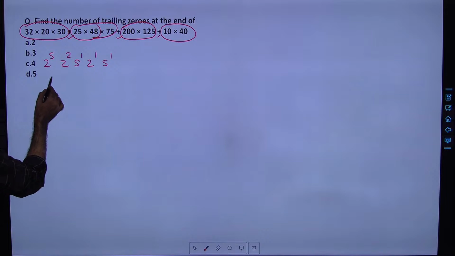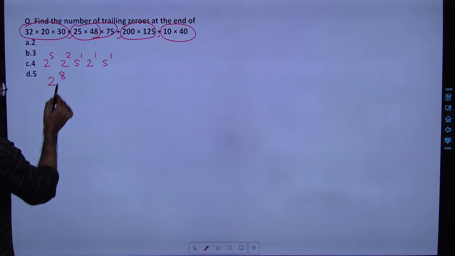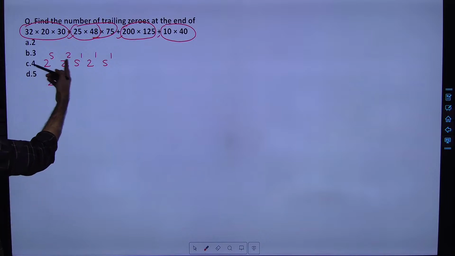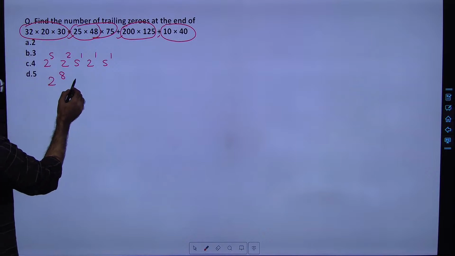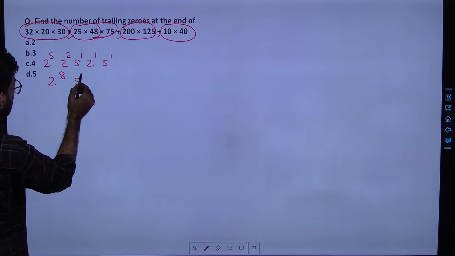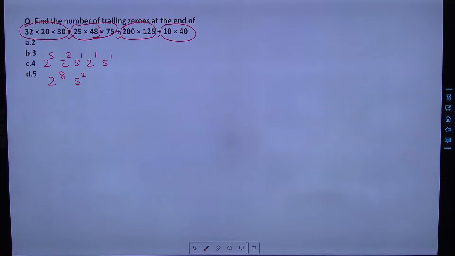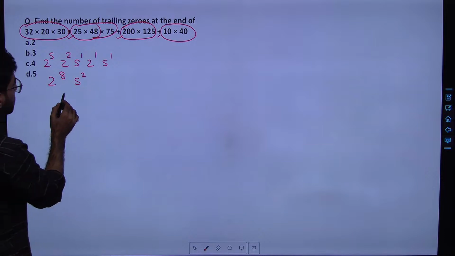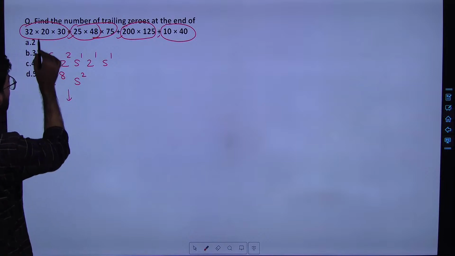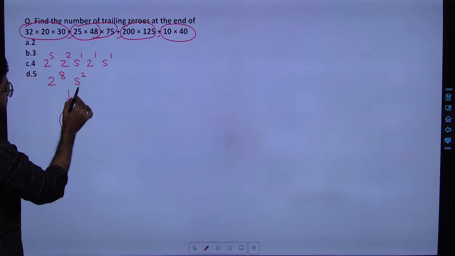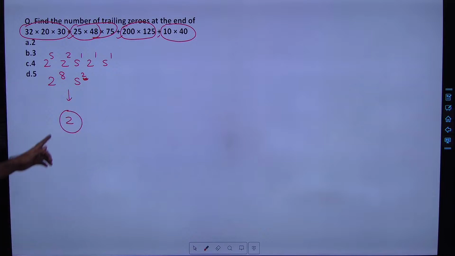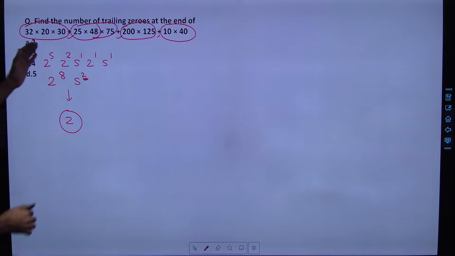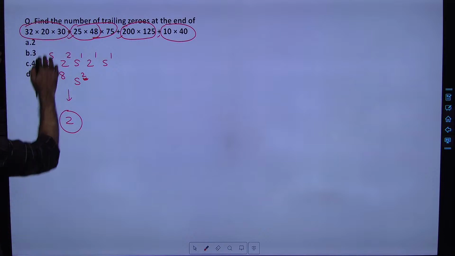So now what is the power of 2? The power of 2 is 8 when you look at this number, right? And what is the power of 5? The power of 5 is 2. So what is the number of trailing zeros in this number? It will be equal to 2. Why? The power of 5 is less. The number of trailing zeros in this part is 2.